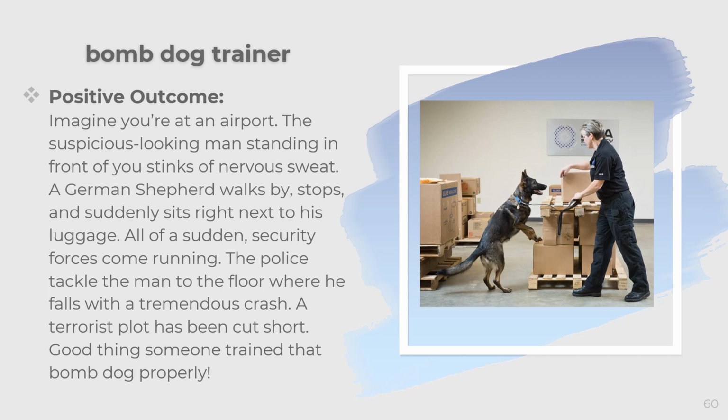So let's look at some of the sensory details. So here we have nervous sweat. So you're smelling this man's stinky sweat. That's a sensory detail. You also have things like tremendous crash. What sensory detail is that? That covers hearing. There's visual details all over. For example, rather than saying just a dog, I say a German Shepherd. That gives a stronger visual about what's going on. Security forces come running. That's an action detail that also gives a clear visual. So that's an example of a really good visualization step with a positive outcome.